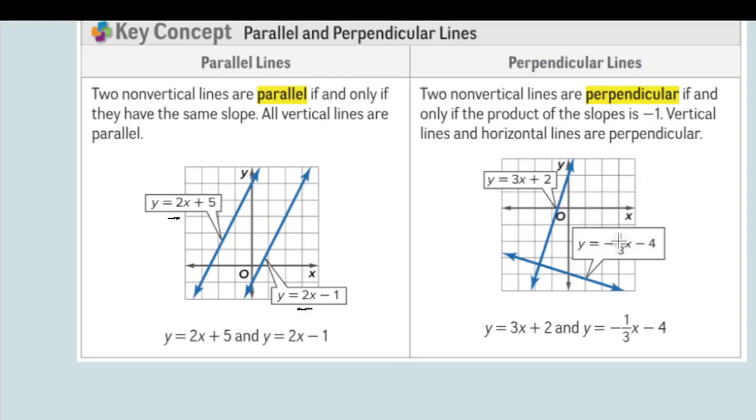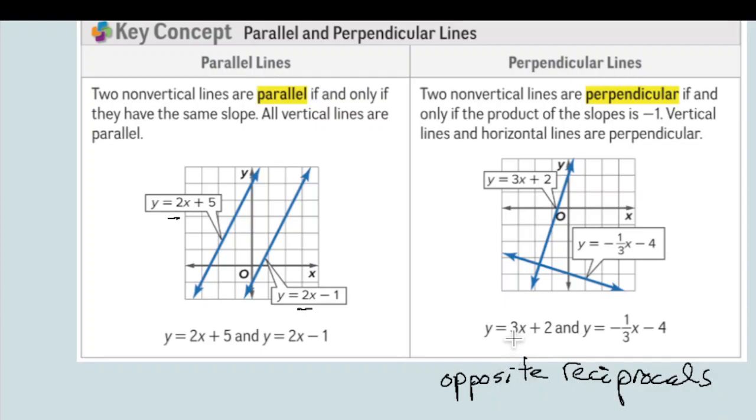Perpendicular lines have different slopes from each other, and not only are they different, but they are perpendicular if and only if the product of the slopes is -1. I find that a little confusing, so I'd like you to think about it this way: the slopes are opposite reciprocals of each other. So if one is positive, the other one's going to be negative, and then you take the number and flip it.